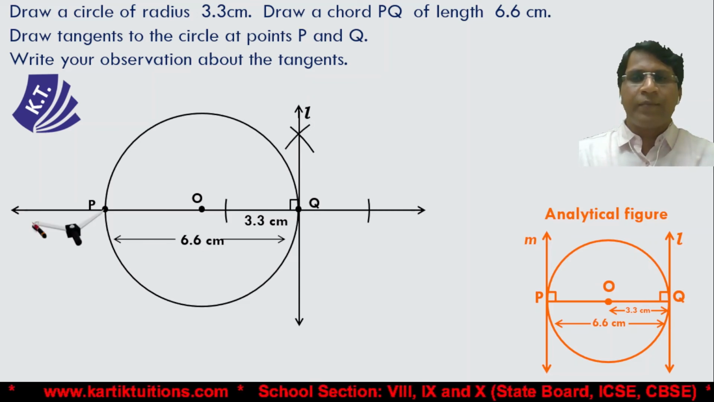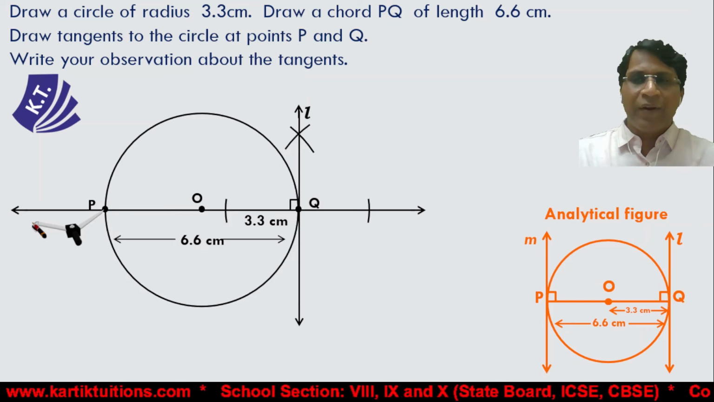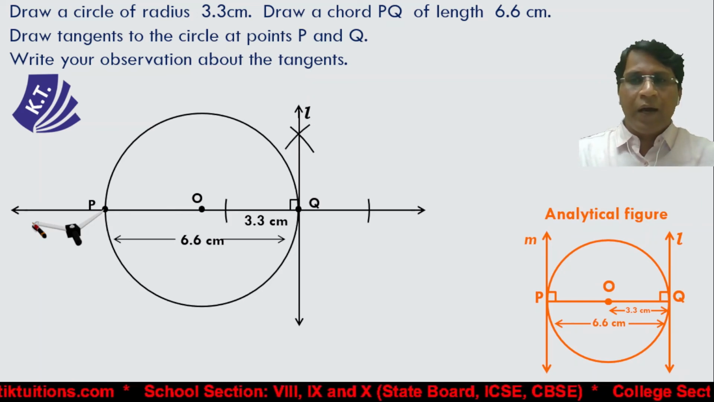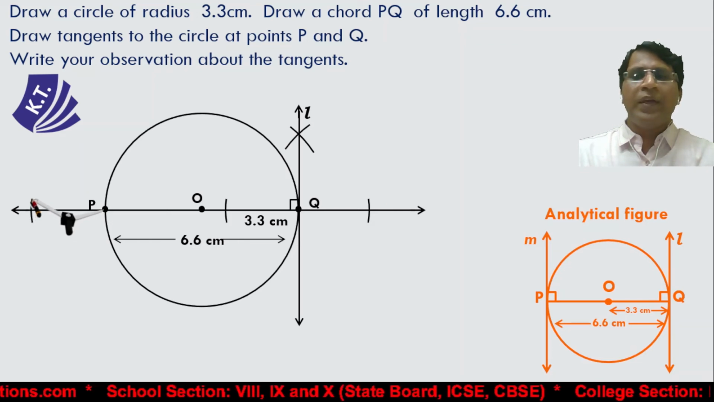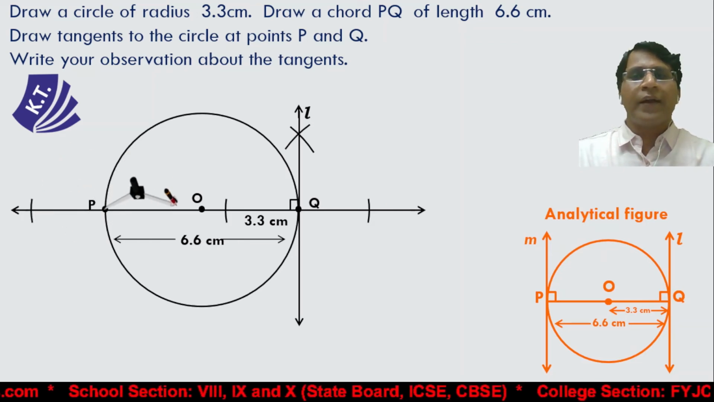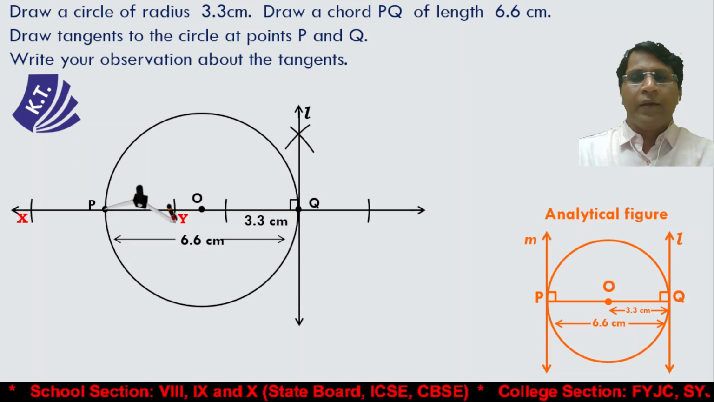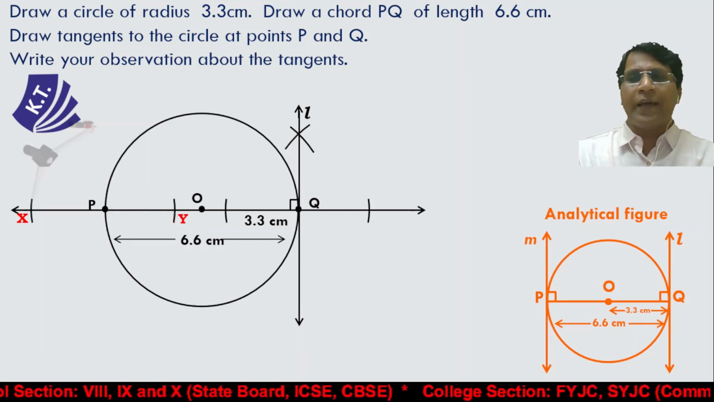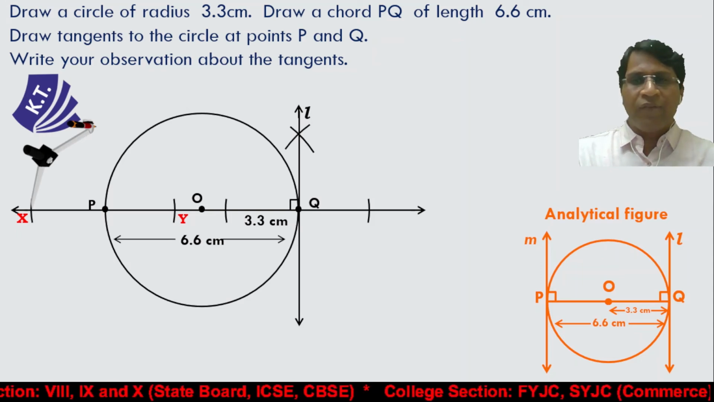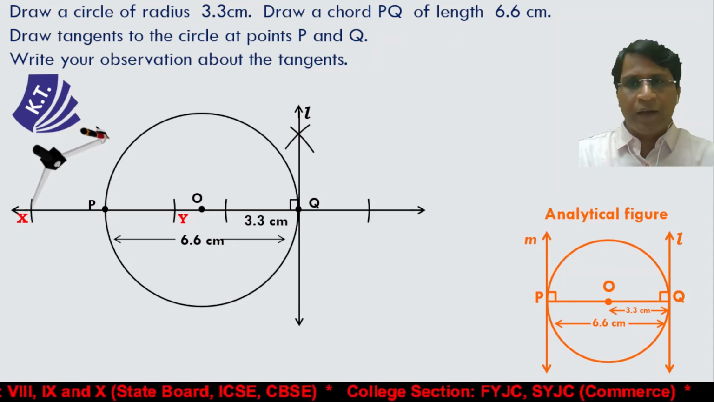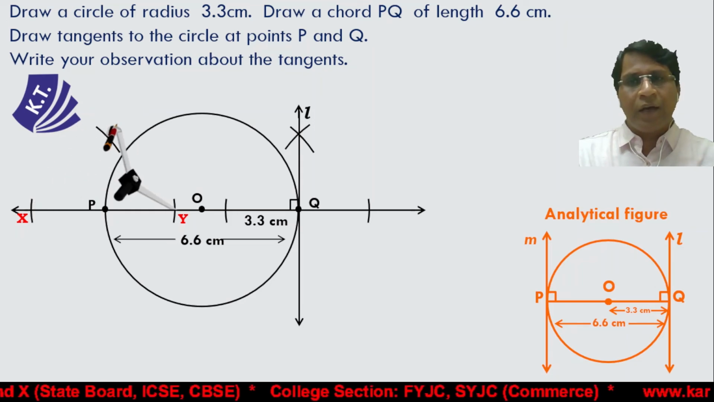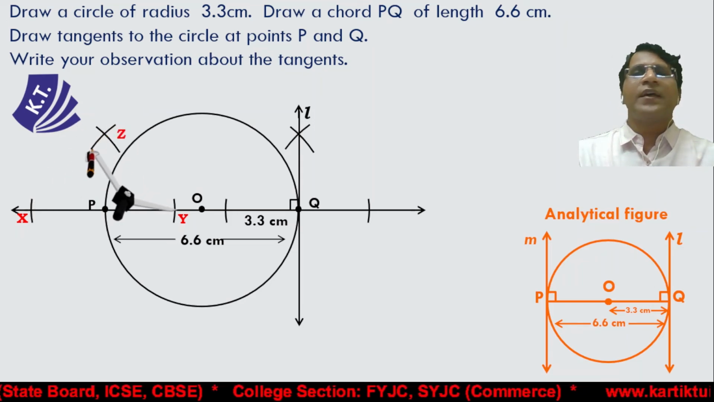I'll place the compass at P with some radius of the arc which lies between 0 and 3.3. I'll cut an arc on the left-hand side of P and with the same radius an arc on the right-hand side of P. Then temporarily I have taken those arcs as X and Y. Now I will place the compass at X. With more than half the length of segment XY, I'll cut the arc. With the same radius, I'll keep it at Y and cut the arc again. You will find that the arcs are intersecting.